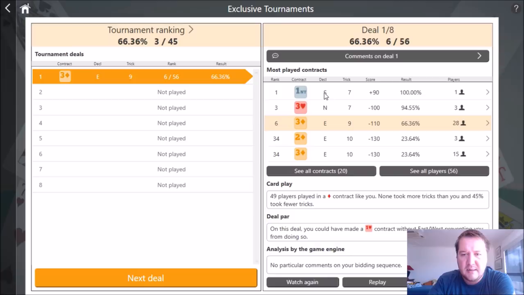66%. Someone opened 1 no trump and got to play there. Some people got to 3 hearts down 2. I don't see any real reason to try and compete there, but holding it to 9 tricks scored us 66%.